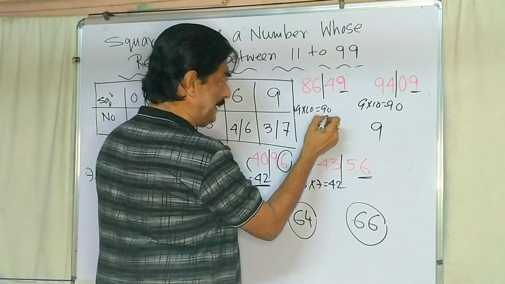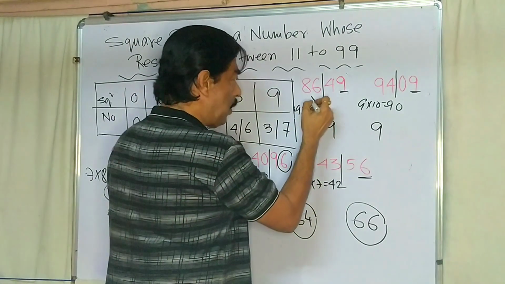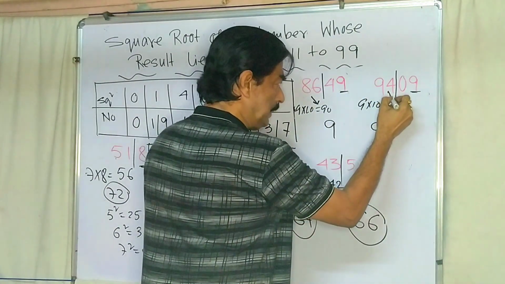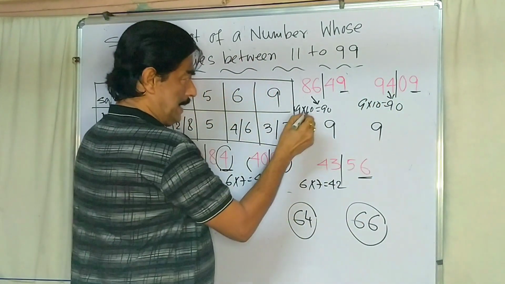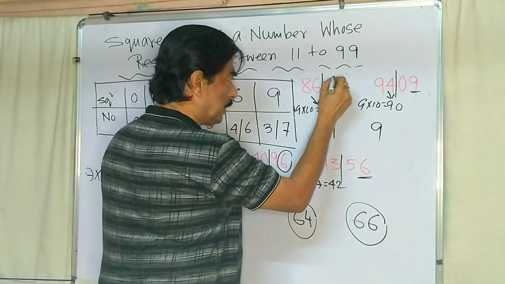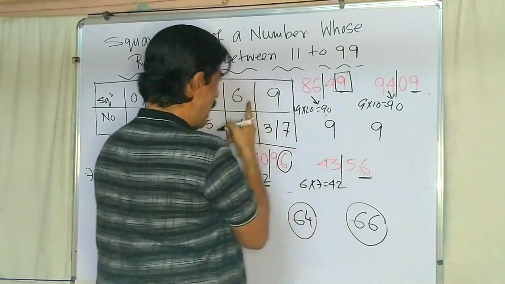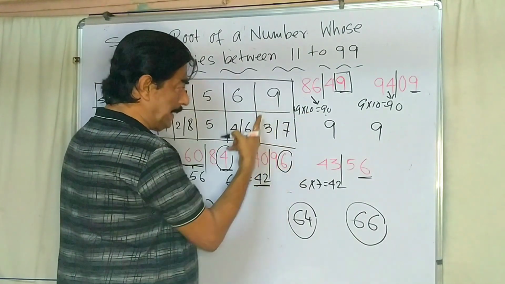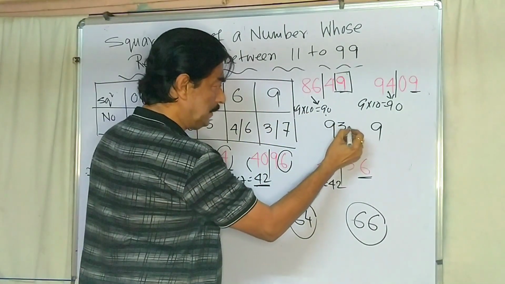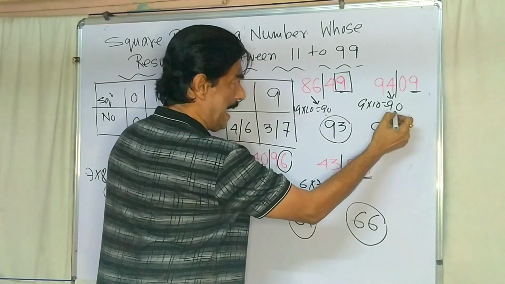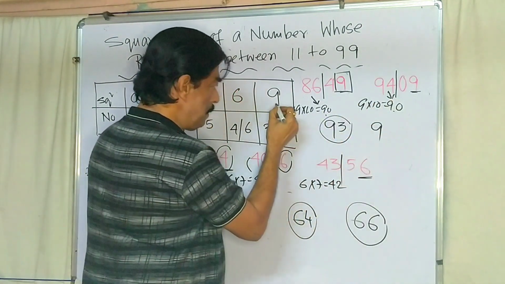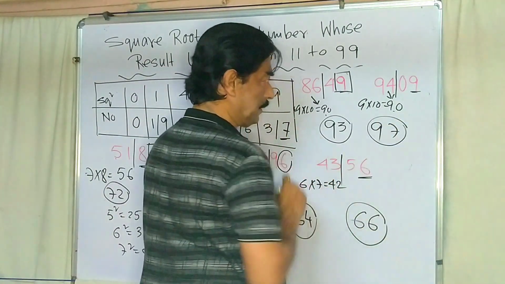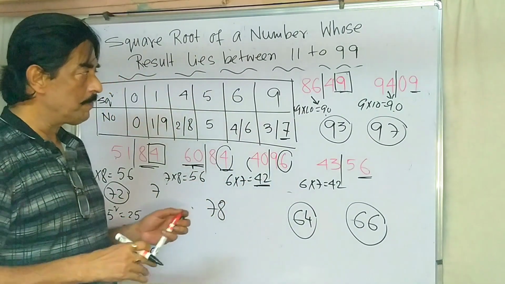Now consider 90 is more than 86, or greater than 86. Now this 90 is less than 94. As it is greater than 86, we have to consider under 9 which is less. As it is greater, we have to consider the less number. This 93 is your right answer. In this case, as it is less, we have to consider the greater number under 9, so 97. So the rule for all cases is the same.